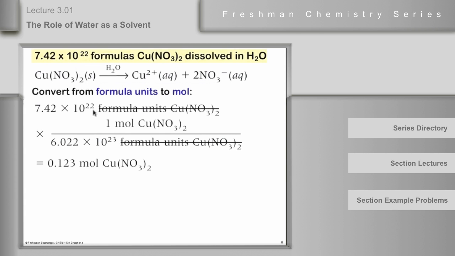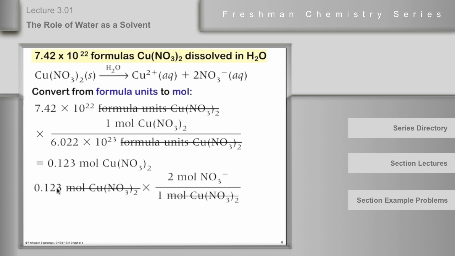So first, convert formula units to moles. 7.42 times 10 to the 22nd formula units times 1 mole divided by Avogadro's number gives us 0.123 mole of copper 2 nitrate. Then it becomes just like the other problem, 0.123 mole of copper nitrate, 2 moles of nitrate per 1 mole of copper nitrate, and that gives us 0.246 moles of nitrate ion, and half that much copper ion, according to the formula. So this only adds the conversion of the number of formulas to the moles of formulas. Questions on that?